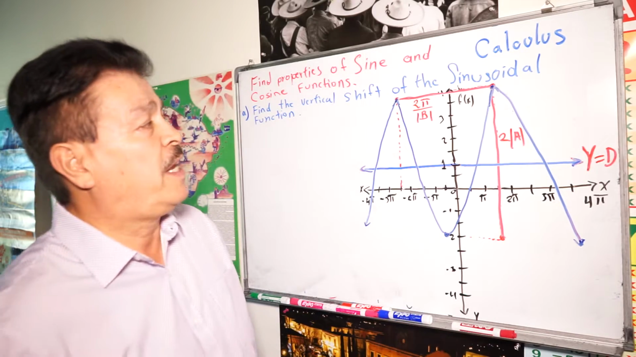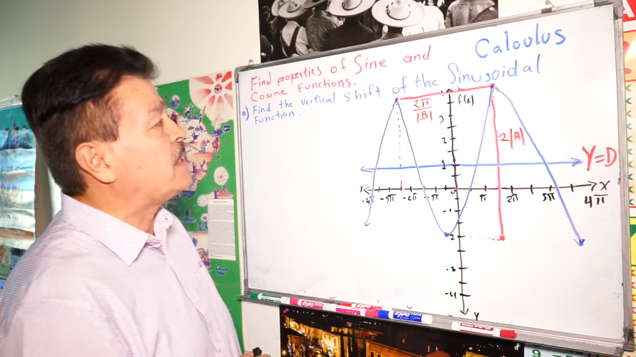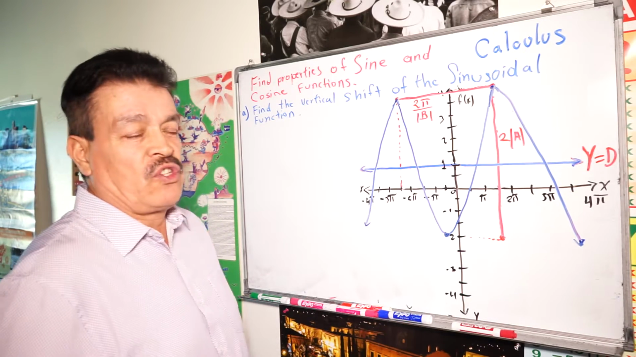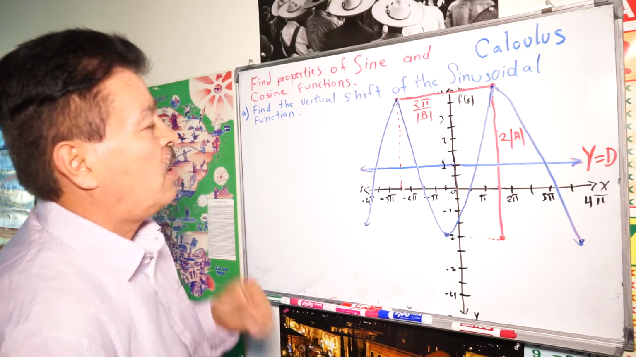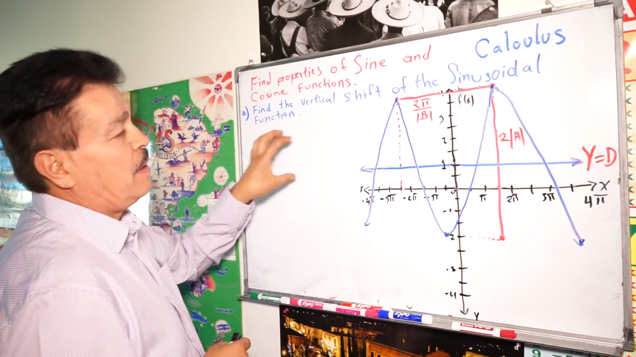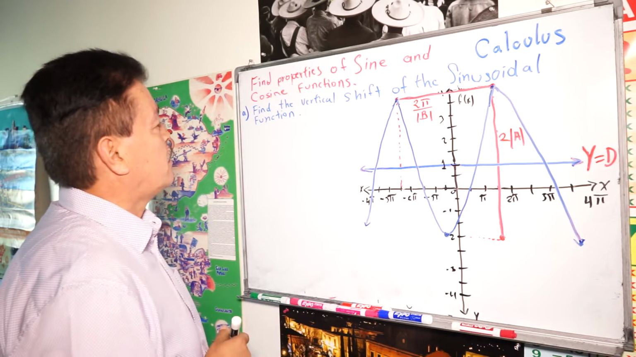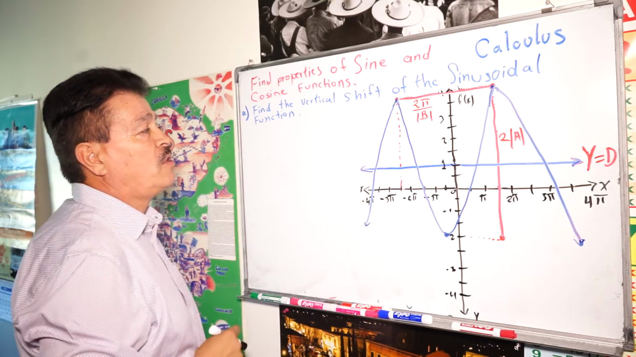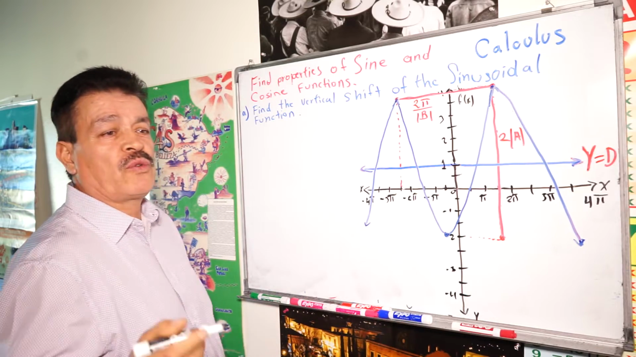Our class for today, I'm going to show you how to find the properties of the sine and the cosine function. In this example, we can see some ideas of what this topic is. It says, find the vertical shift of the sinusoidal function. Okay, before we continue, let me show you some ideas.